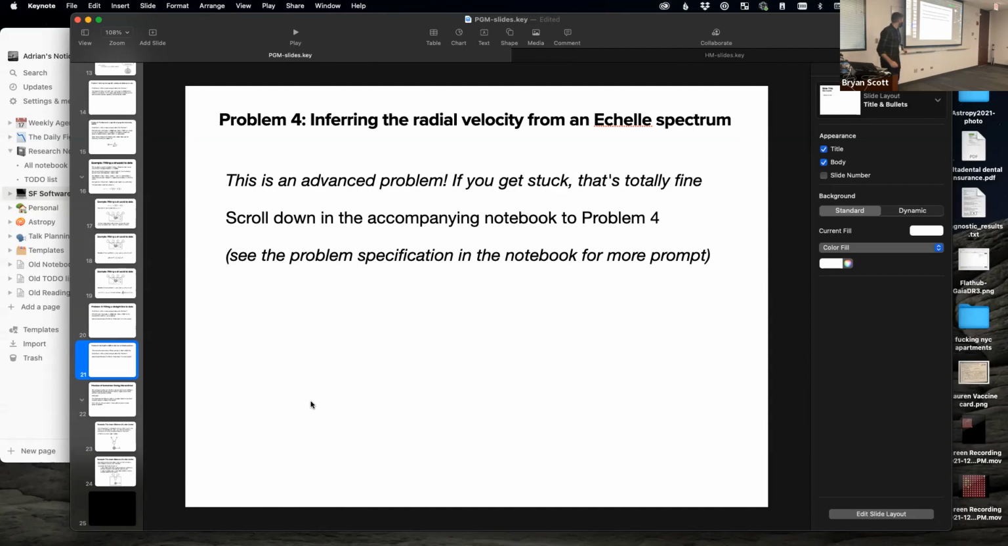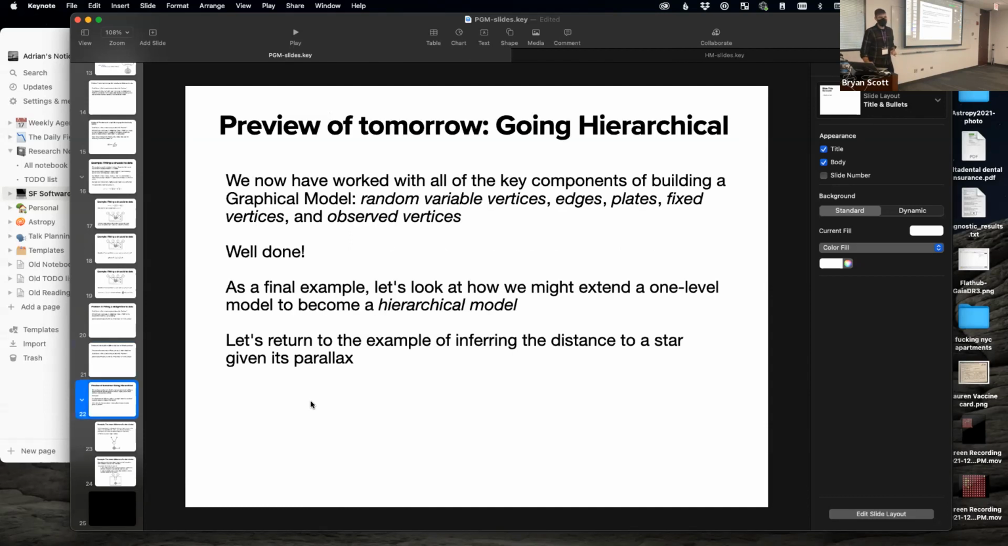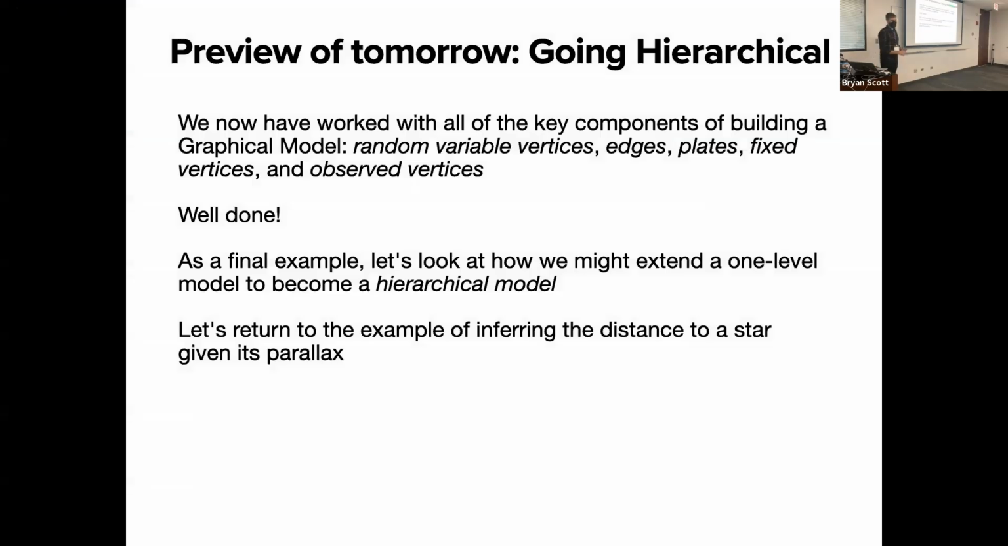Good job, everyone. In the last 5 minutes, I just want to flash a very quick preview of what we're going to be talking about tomorrow, because all of these components are very useful for thinking about the topic of hierarchical models. So let's look at a quick example and talk about how it differs from the types of models that we've been looking at so far.